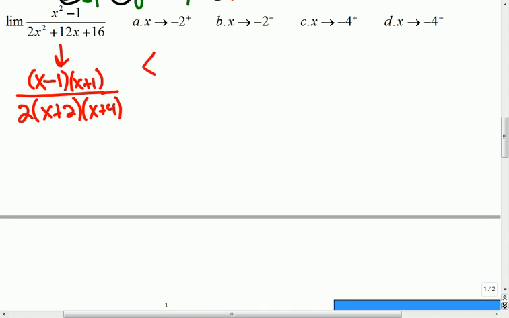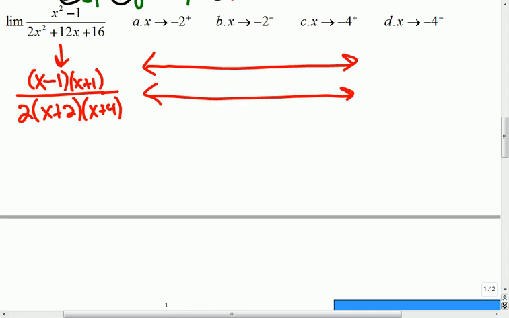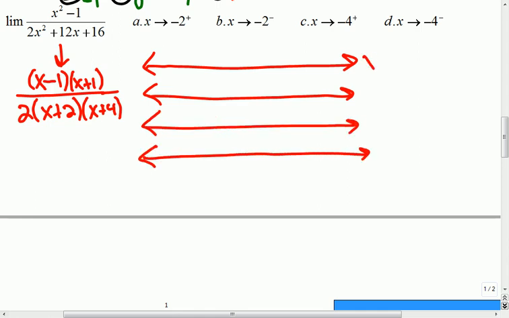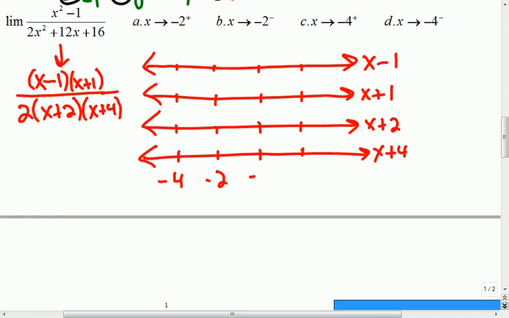Okay, so we need 4 number lines in this case. 1, 2, 3, and 4. My pieces, just to help me keep track of what I'm doing, are x plus 1, x minus 1, x plus 2, and x plus 4. So I'm going to have 4 places that are of interest to me, and that happens at negative 4, negative 2, negative 1, and positive 1.